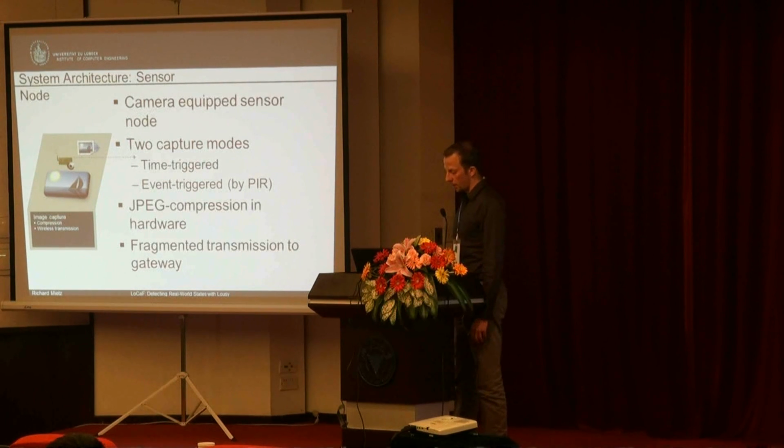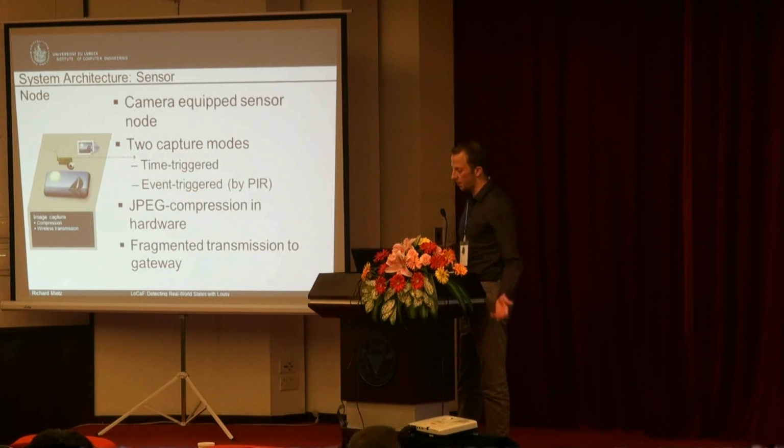And we have two capture modes. The first one is time triggered, so at a fixed interval a new image is captured. And the second one is event triggered, so we also have a PIR sensor, and every time movement is detected, the camera shoots a picture. The pictures are JPEG compressed, so that we don't have to transmit so much data. But it's still some kilobytes, so we have to fragment the packets and transmit them to the gateway where they are reassembled. So here the efficiency can be adjusted a little bit by these two capturing modes. It might be sufficient to only have pictures when something is detected, and sometimes it's maybe better to have a picture every 5 minutes.